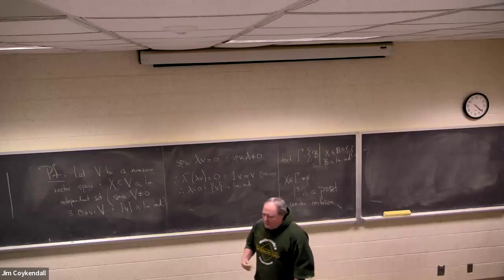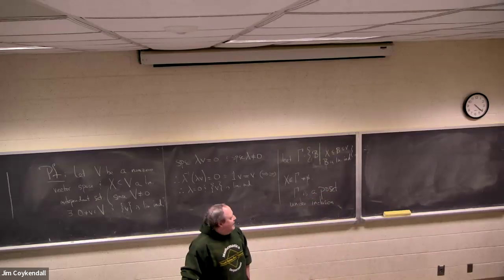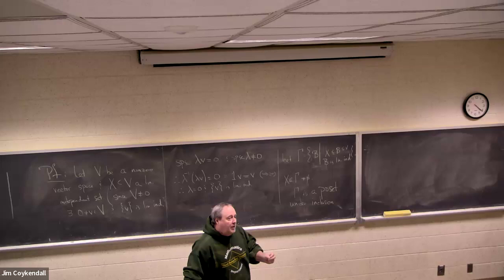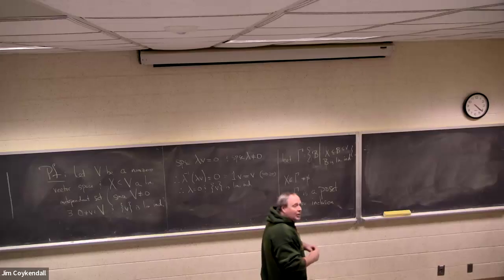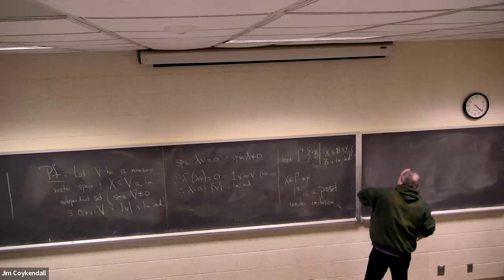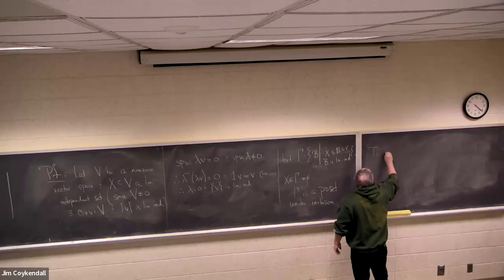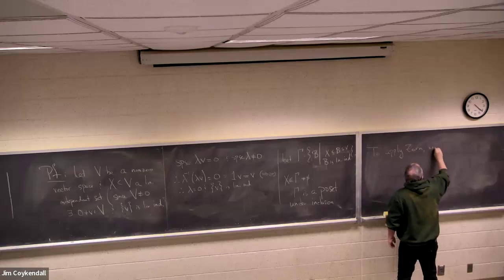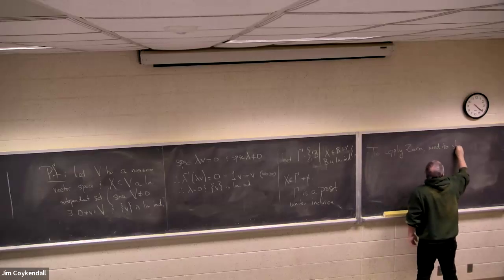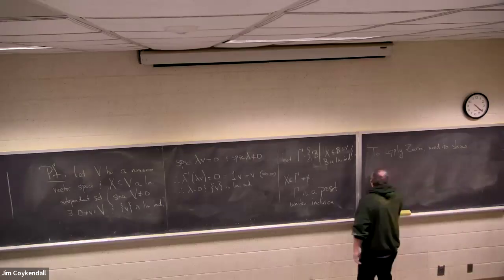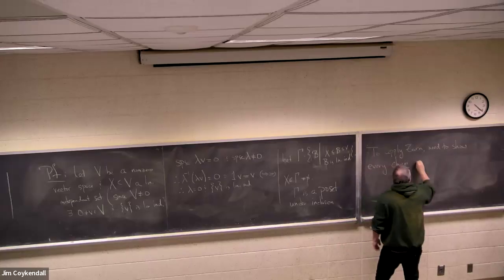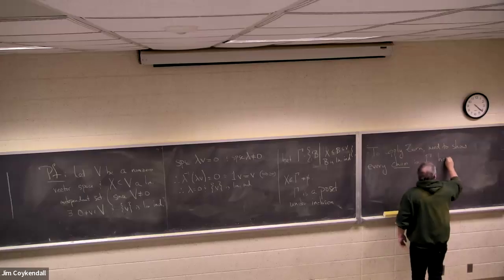Now, to apply Zorn's lemma: if I have a partially ordered set, as I do here, with the property that every chain has an upper bound, then that set has a maximal element. So we need to verify that every chain has an upper bound in the set. Why Zorn? We need to show every chain in gamma has an upper bound.